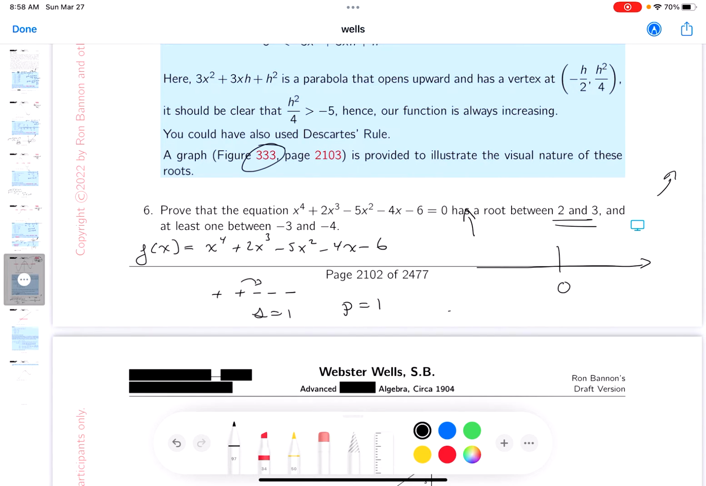f of 2. And what's f of 2? 16 plus 16 minus 20 minus 8 minus 6. Well, that's definitely negative. So f of 2 is below 0. Let's do f of 3.